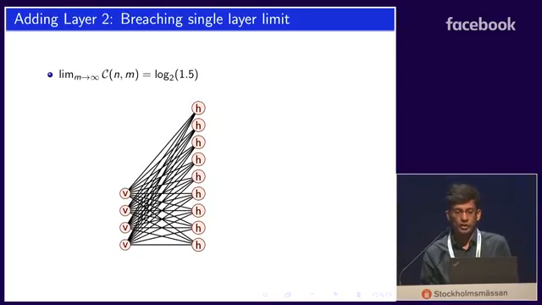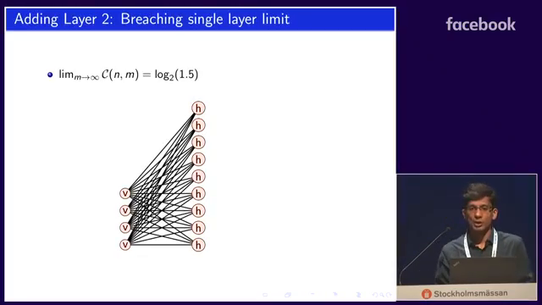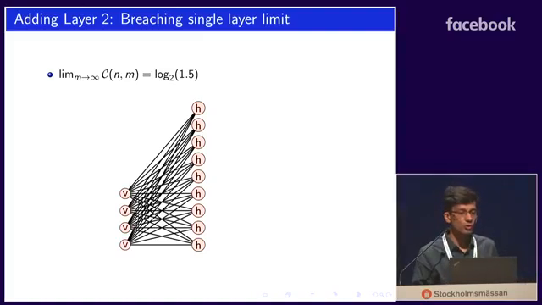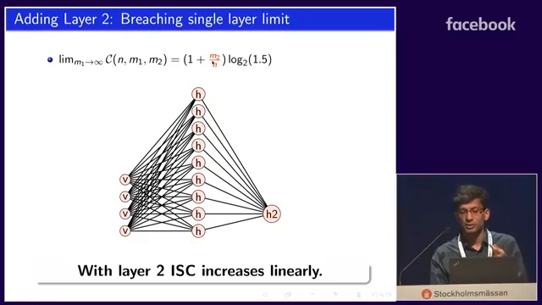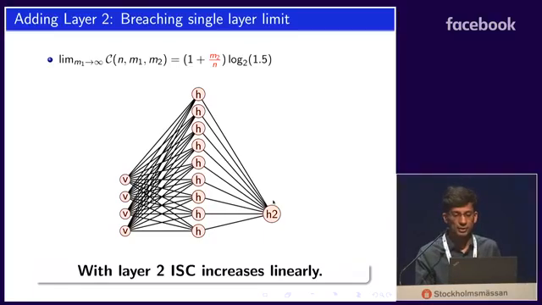Recall that for a single layer RBM, the capacity is upper bounded by log 2 of 1.5. What happens if we add another layer? It turns out that as soon as we start adding units to layer 2, the single layer limit is breached, and the capacity starts to increase linearly again, linearly in M2, the number of hidden units in the second layer.